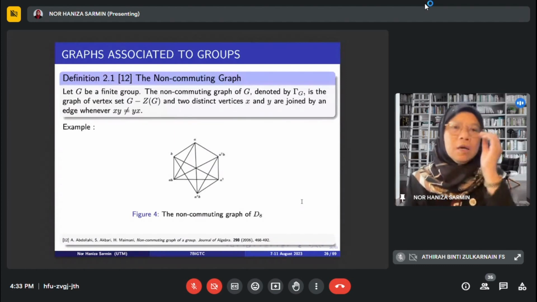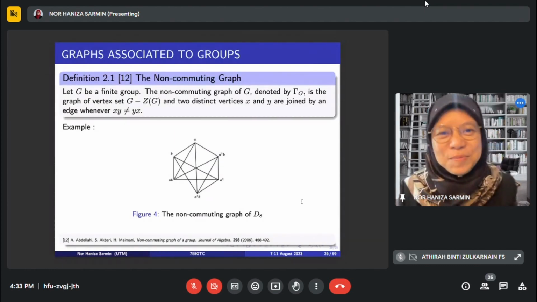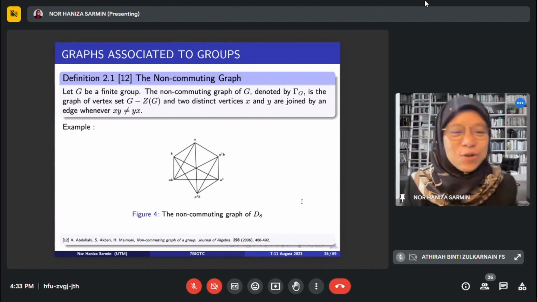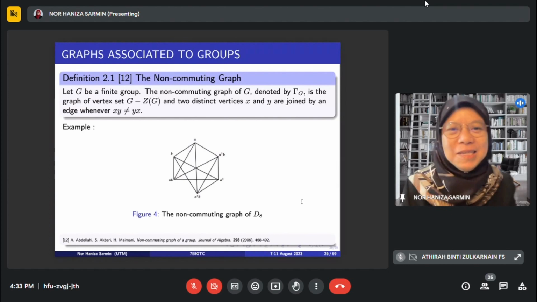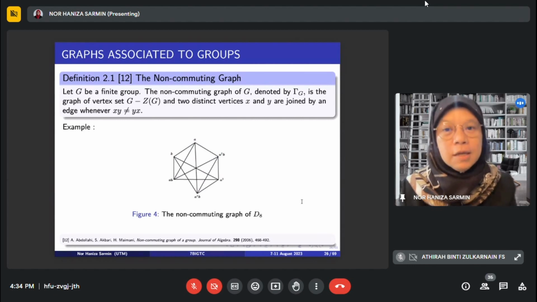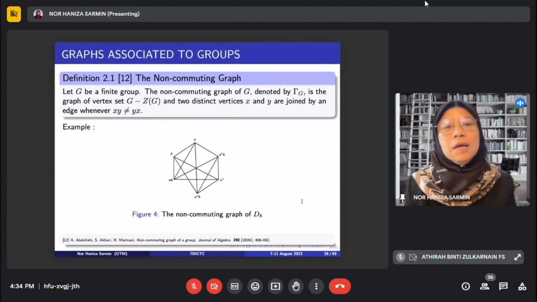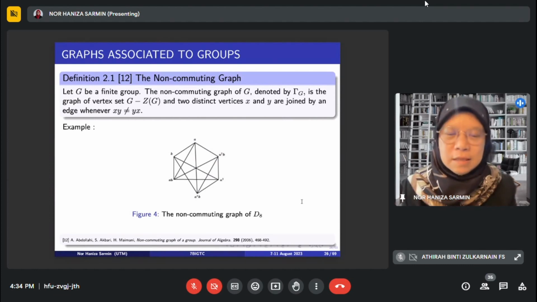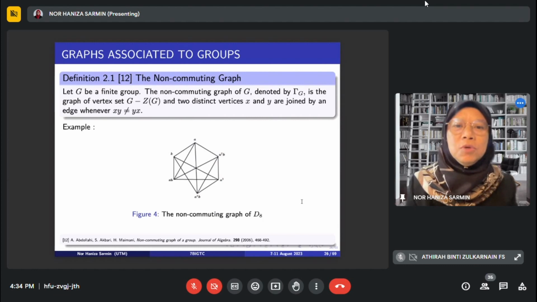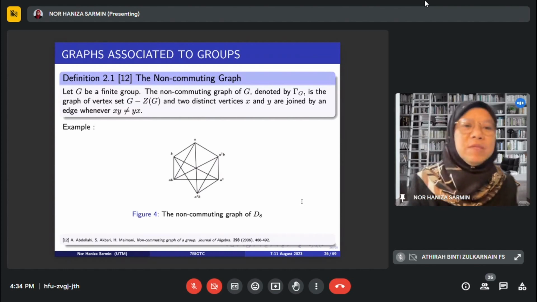Now, we have heard this from, I think, the very first day, the non-commuting graph. I was looking for, actually, Professor Abdullahi. I didn't see him. I'm not sure if he's there, but he introduced this non-commuting graph of a group in 2006, in which the vertices are all elements of the group minus the center, right? You don't want the center because it's non-commuting.